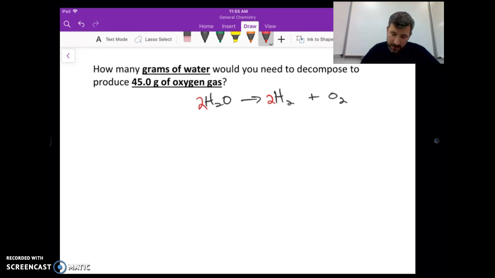But the question this time is asking us for grams of water, and it's giving us grams of oxygen. So here we're going all the way from grams of one substance, we'll call it A, all the way to grams of B. In between, we're going to have to go to moles. So this is going to be the longest problem that you can possibly do because you're going from one end all the way to the other. Moles to moles is the shortest, then moles to grams. The longest would be grams to grams.